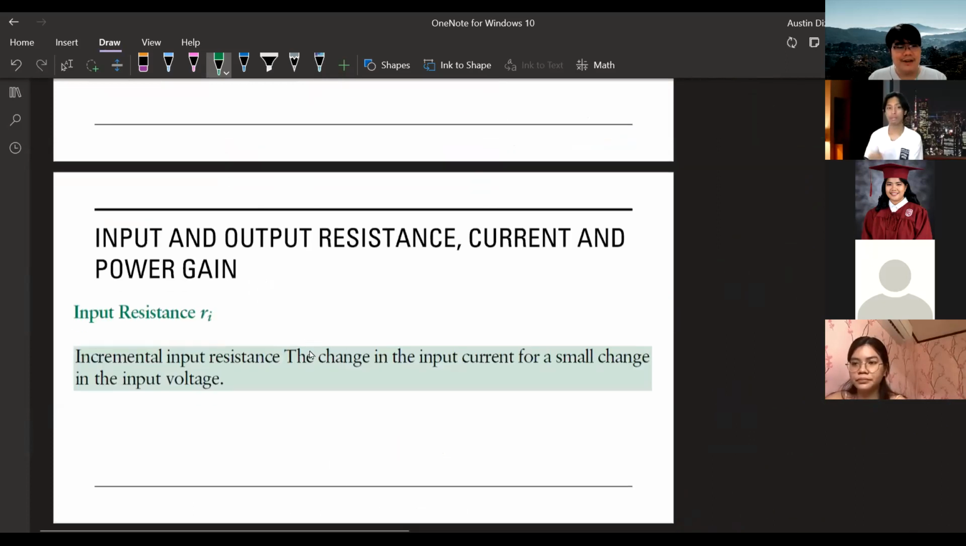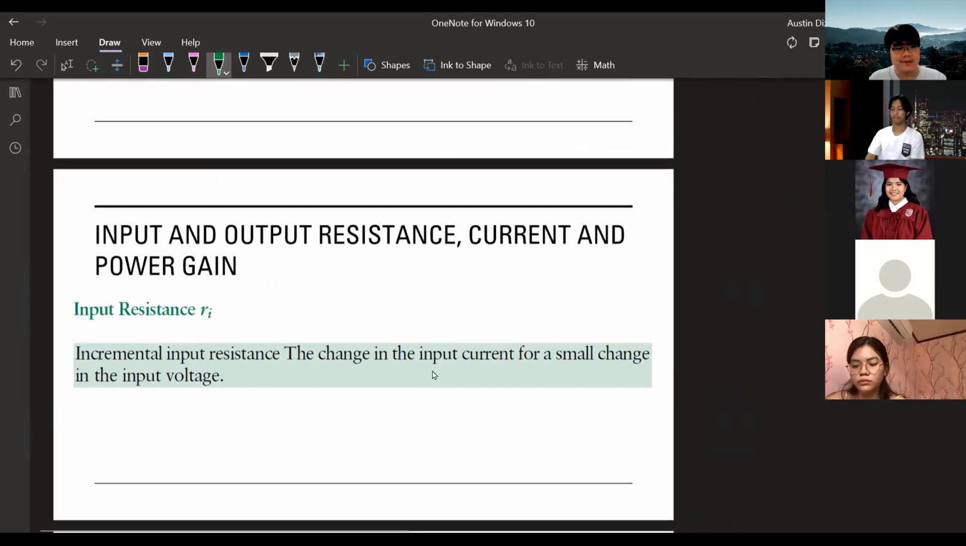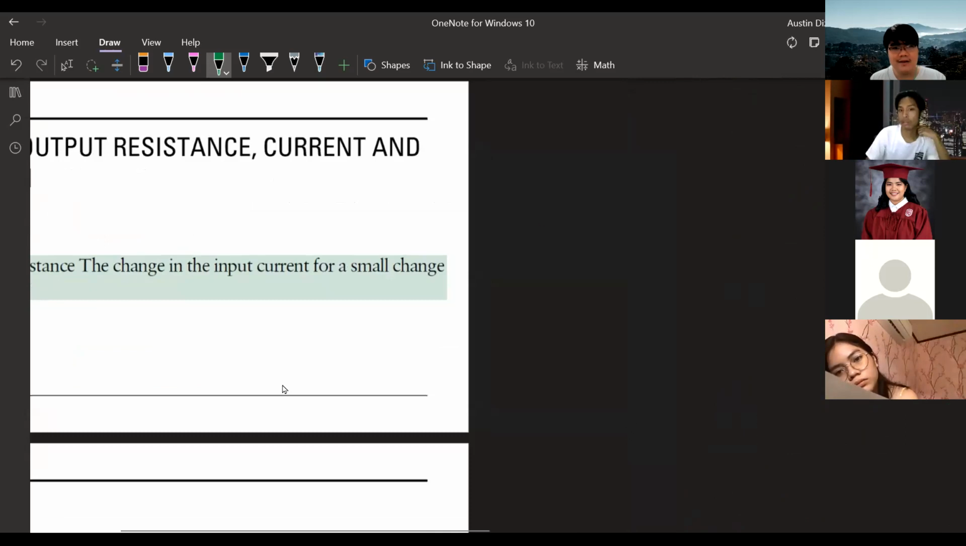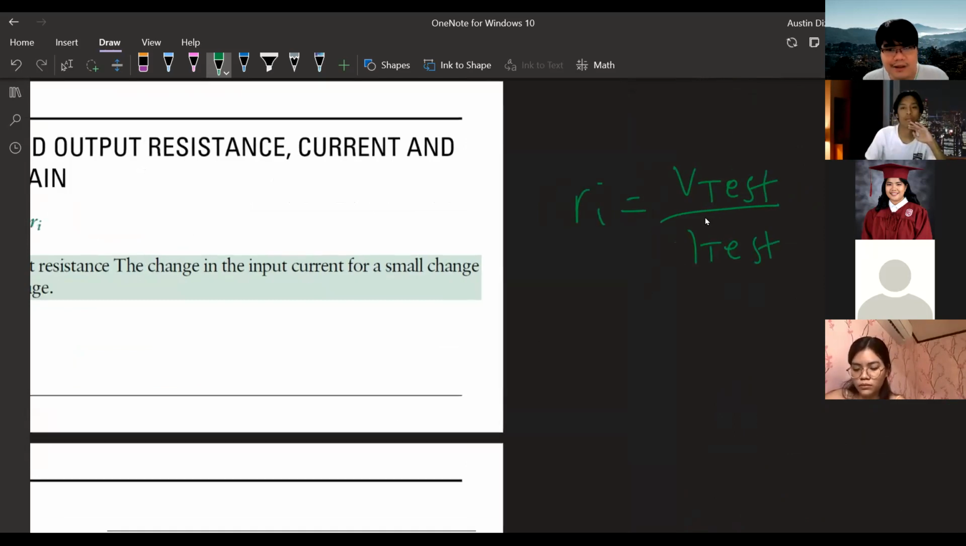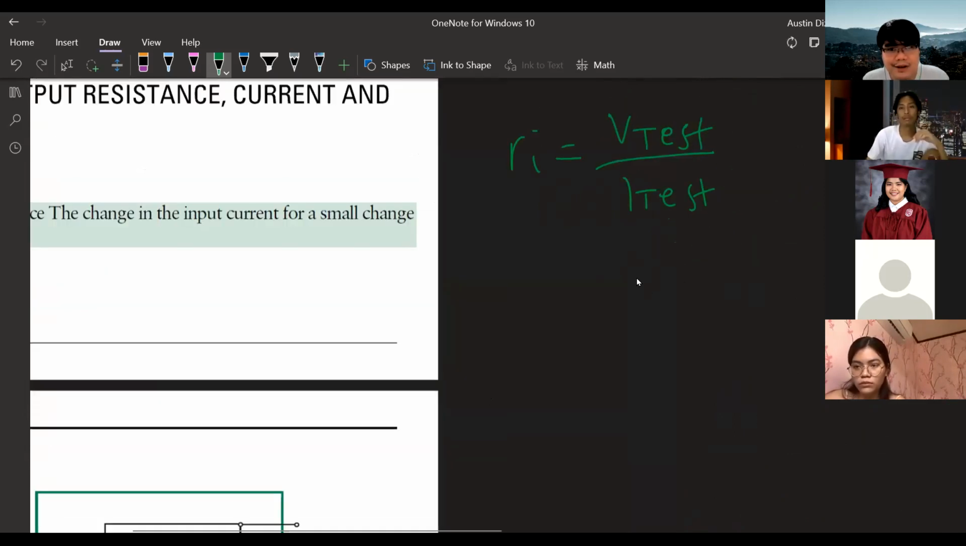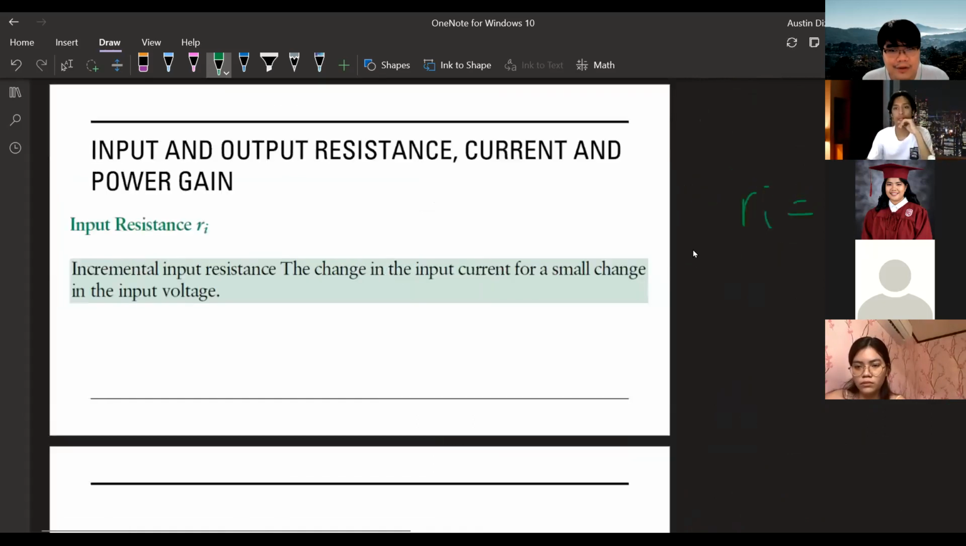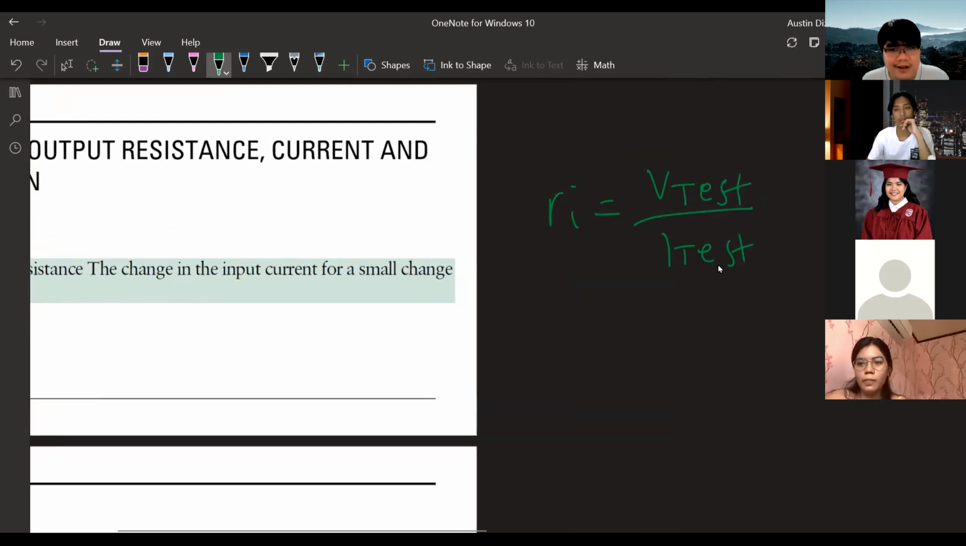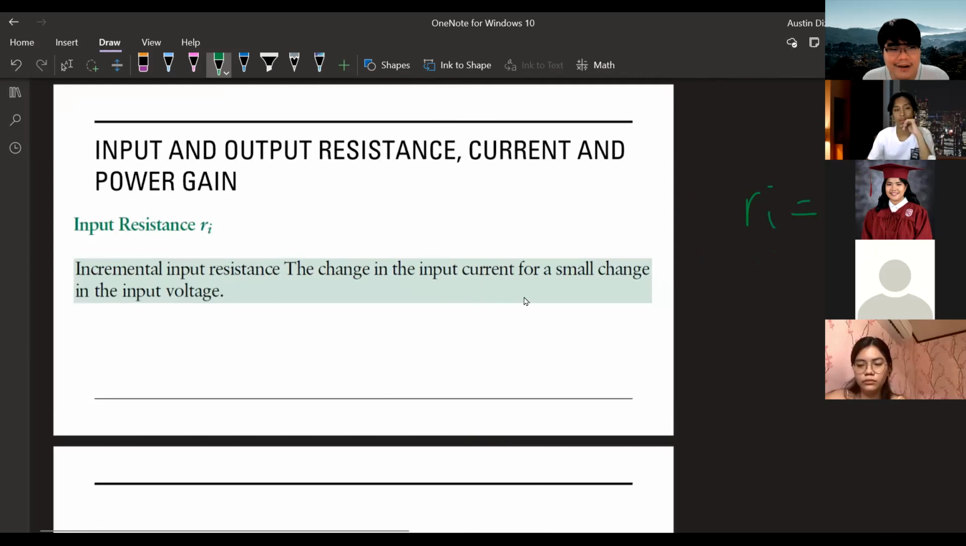Okay, so tuloy tayo. Input resistance: change in input current for a small change in the input voltage. So Ri must be equal to V test, or V in, over I test, or input na current at input na voltage. So bakit test yung ginamit mo sa kanila? Kasi you want to just input a little bit of voltage or a little bit of current. So kaya test lang. Testing ka lang ng maliit na current.